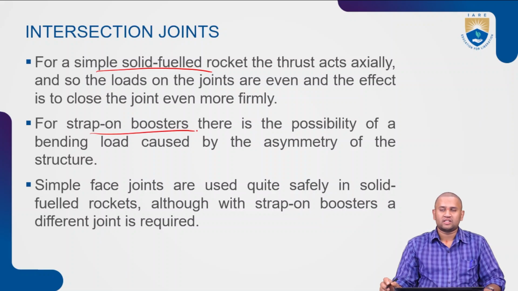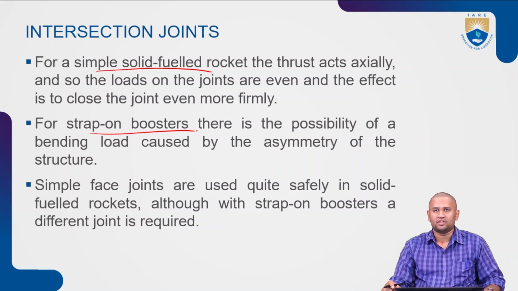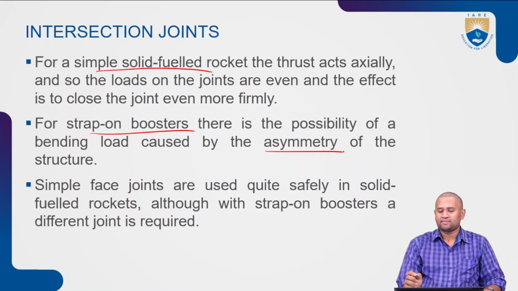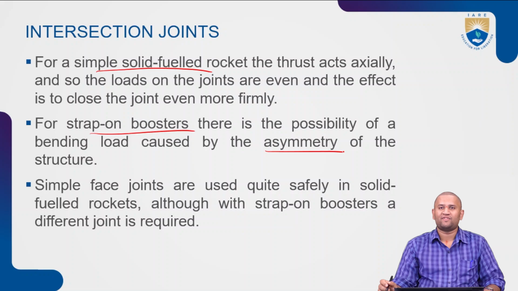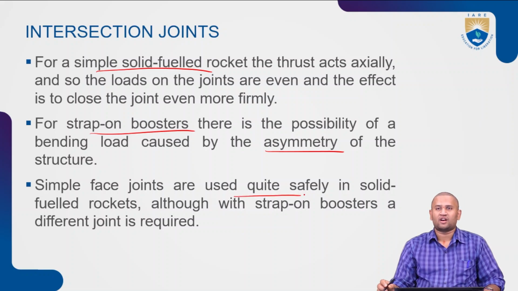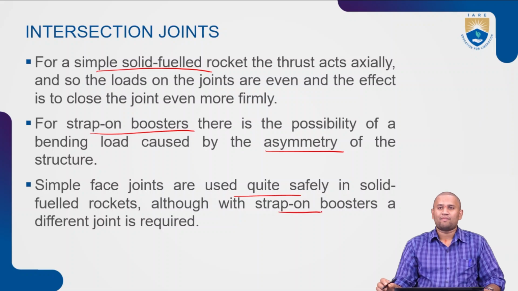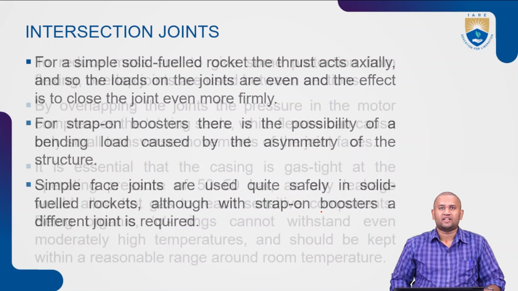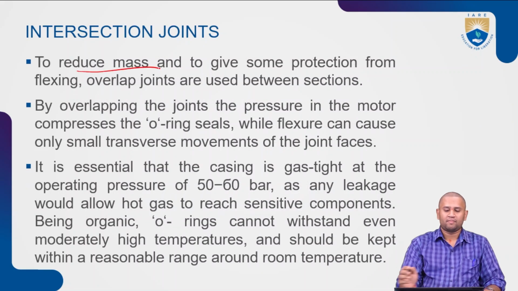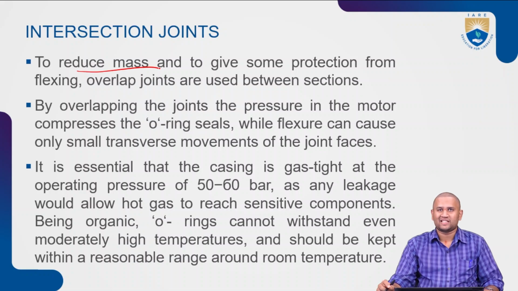For strap-on boosters, there is a possibility of bending load caused by asymmetry of the structure. Simple face joints are used quite safely in solid fuel rockets, although for strap-on boosters a different joint is required. To reduce the mass and to give some protection from flexing, overlap joints are used between the sections. By overlapping joints, what happens?